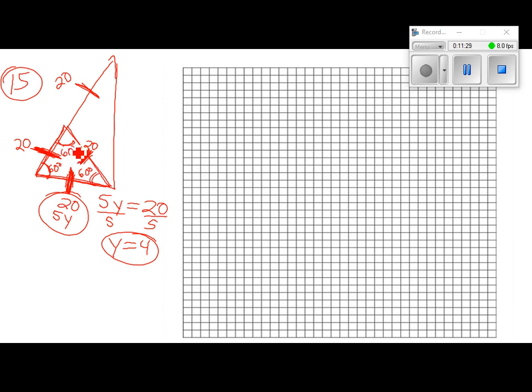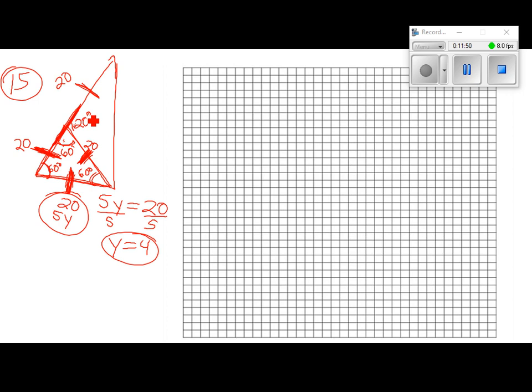I'm not sure what all they're asking us for. I'm just finding stuff that I know. If this angle's 60, what do you know about this angle and this angle together? They add up to 180. So if this angle's 60, what's this angle over here? 120. So let's write that in there. I don't know if we need that or not, but pretty easy to find.